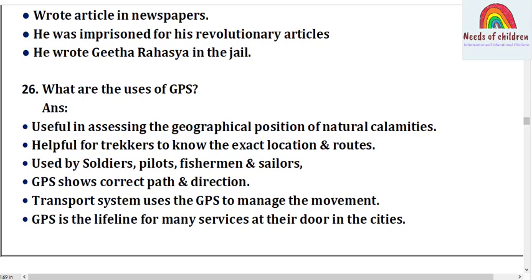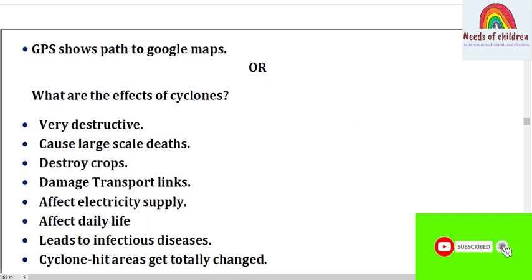Answer: useful in accessing the geographical position of natural calamities, helpful for trekkers to know the exact location and routes, used by soldiers, pilots, fishermen and sailors. GPS shows correct path and direction. Transport system uses the GPS to manage the movement. GPS is the lifeline for many services at their door in the cities. GPS shows path to Google Maps. Okay, this is about uses of GPS.